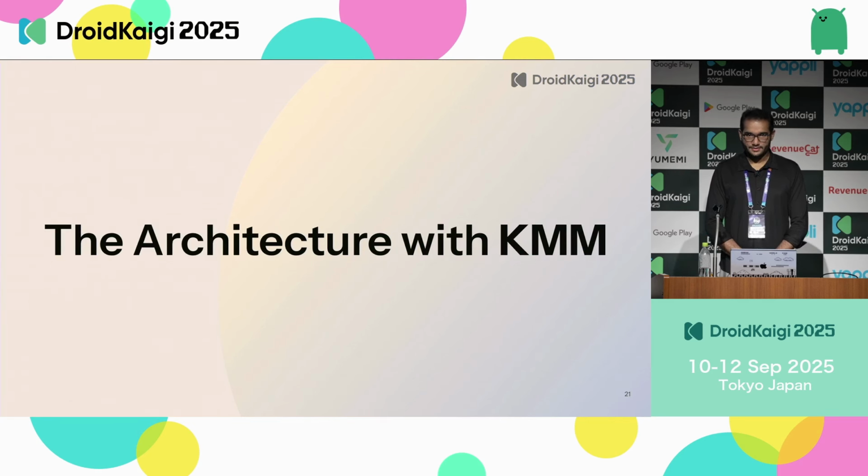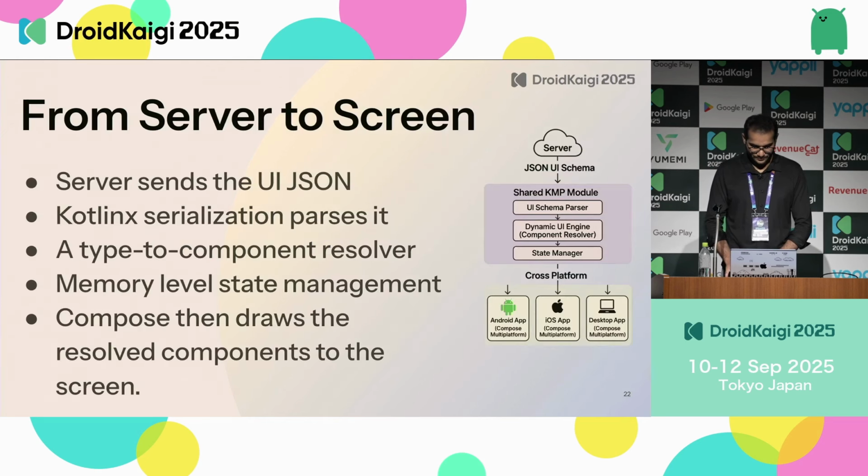Let's walk through the main architecture for our sample. Here is the simple flow. As I mentioned earlier, how SDUI works is the server sends the instructions. In our case, the instructions will be sent as JSON. The app uses the Kotlin serialization library to parse them. The resolver resolves the data to UI components. Initial state will be created in the State Manager. And Compose will render the UI on any platform given to it. This is simple and efficient.